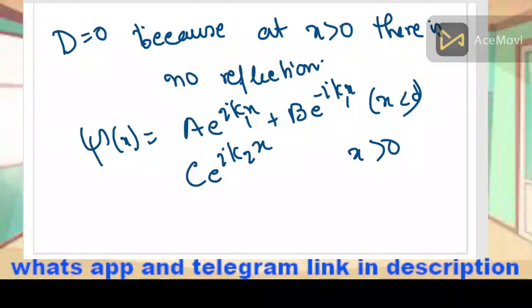Now how we can apply the probability density and probability current, and what is the difference between the classical and quantum result, we will see in the next lecture, because I have to take care of the time also.